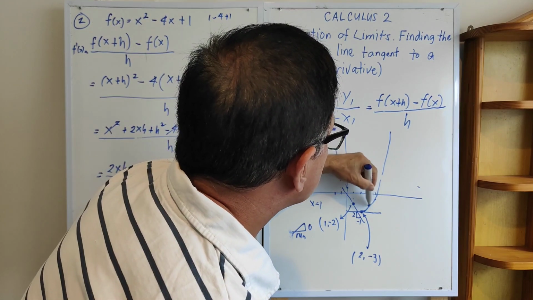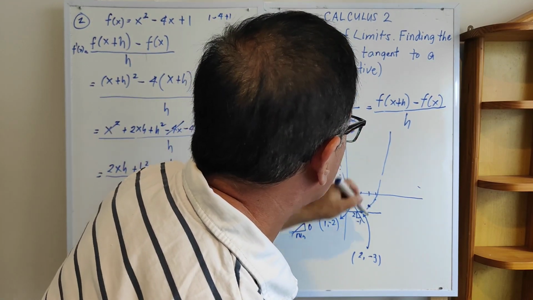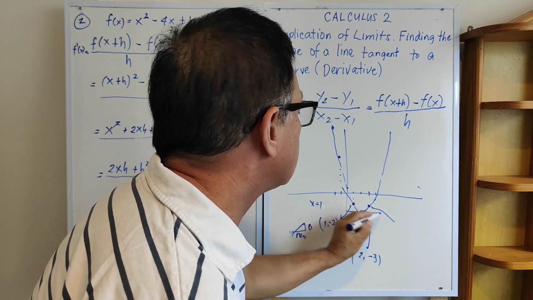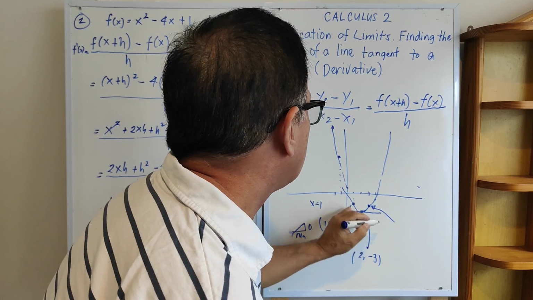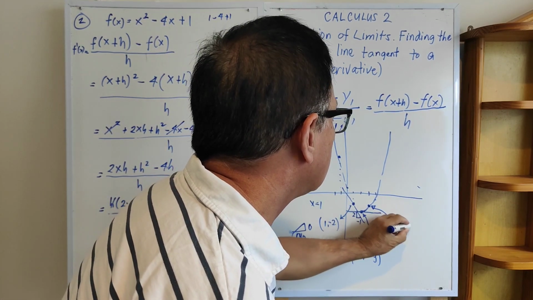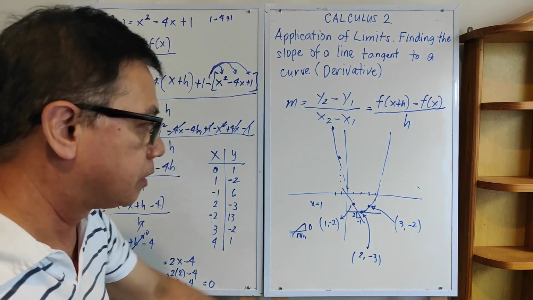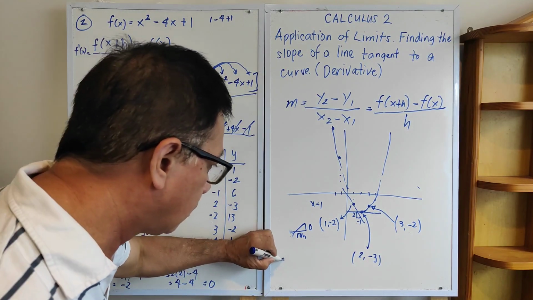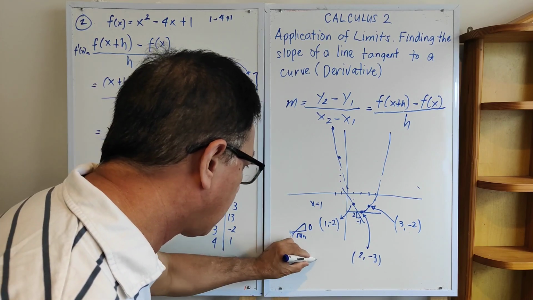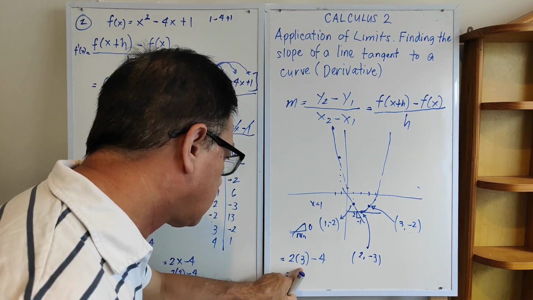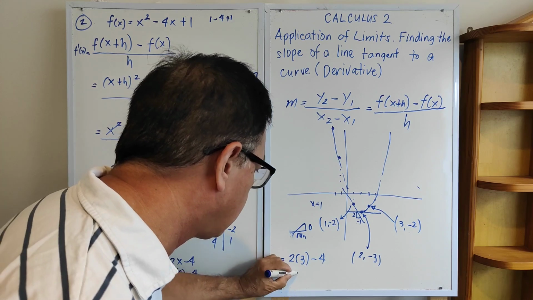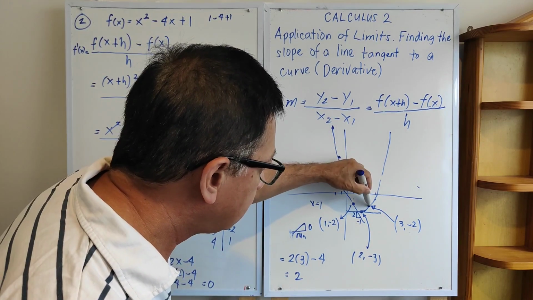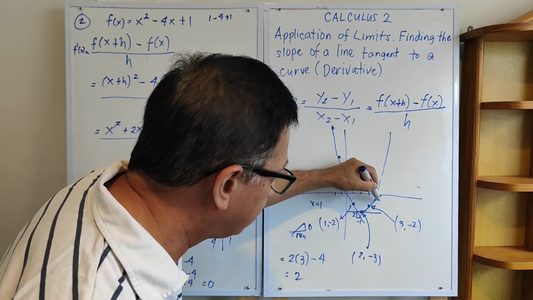And then let's say this one is 1, 2, 3. So this point is 3, negative 2. This is 3, negative 2. So we just plug in the value of 3 to here. So 2 times 3 minus 4. So 2 times 3 is 6. Minus 4 is 2. So in here, your slope is 2.